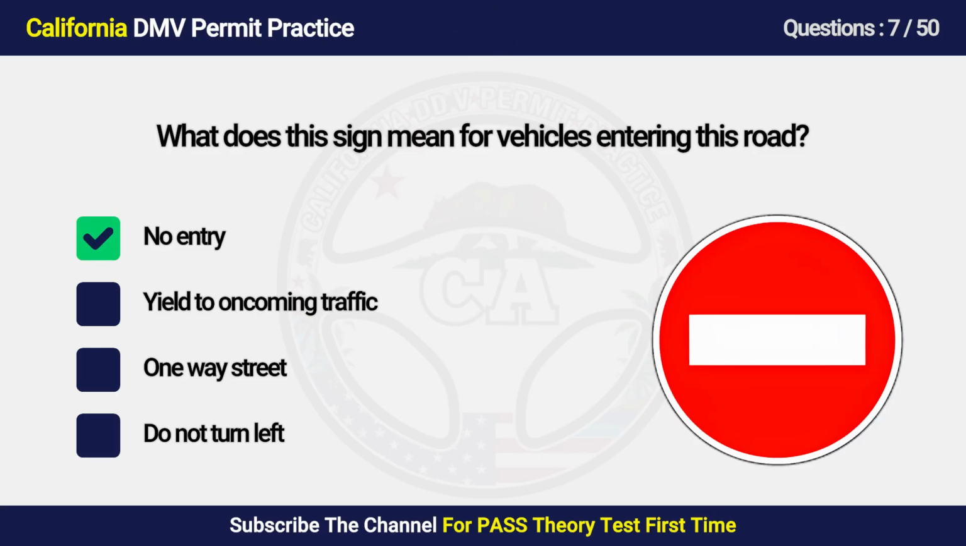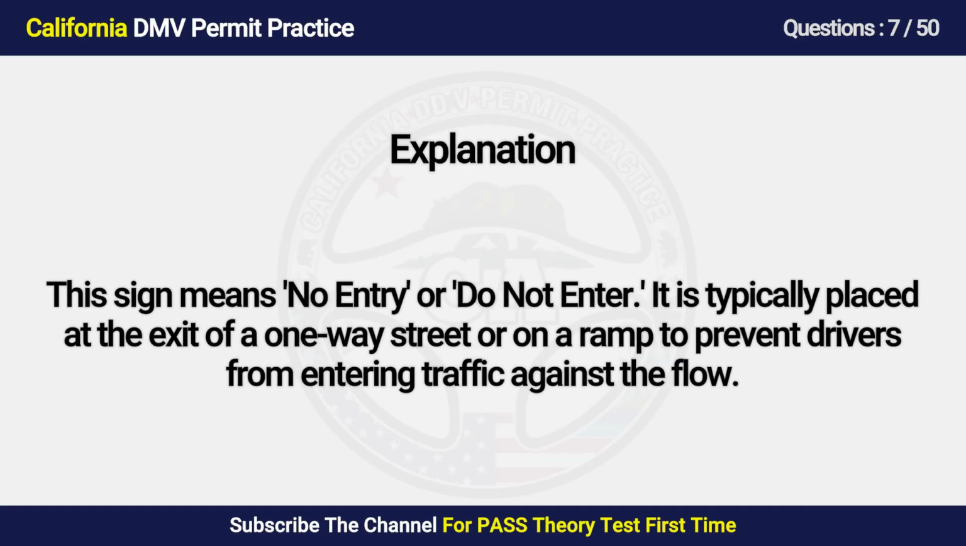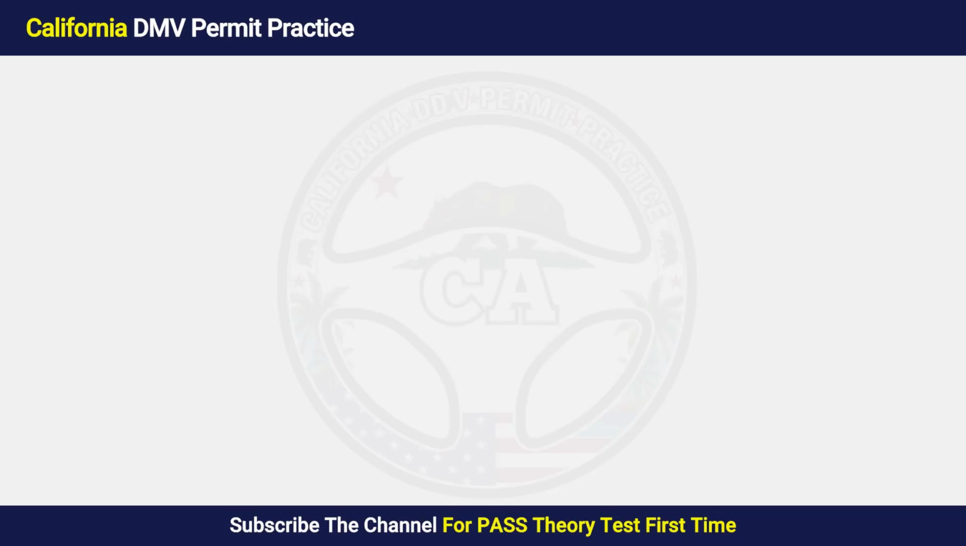Answer is A. No entry. This sign means no entry or do not enter. It is typically placed at the exit of a one-way street or on a ramp to prevent drivers from entering traffic against the flow.